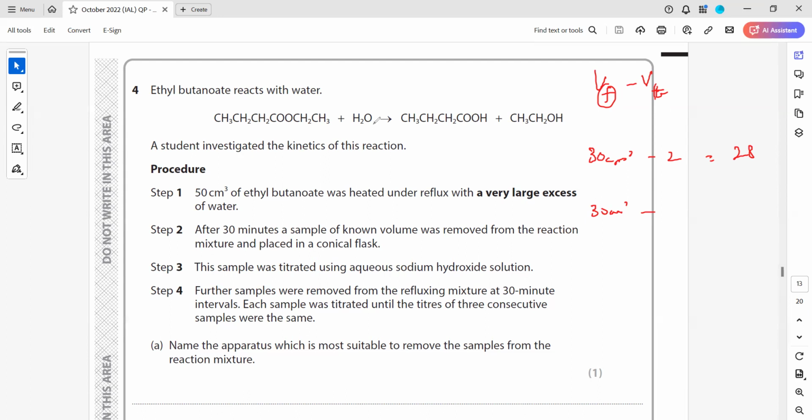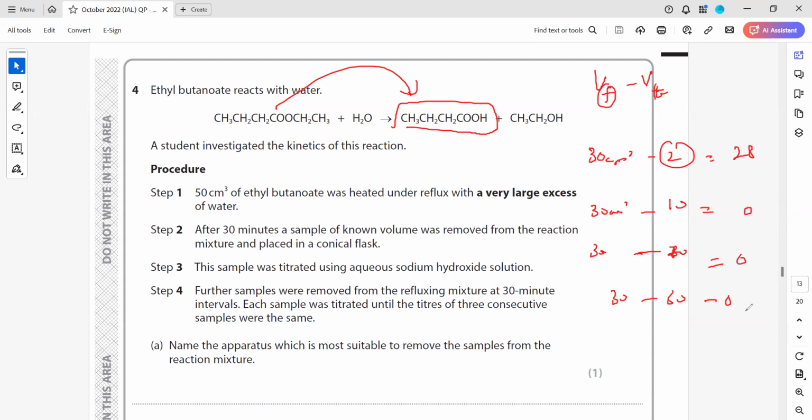In the beginning, the sodium hydroxide is reacting with acid. So at the beginning of the experiment, when we remove the sample, we have a small amount of acid, so this volume will be smaller and the difference will be greater. But as this volume starts to increase, the difference will get smaller. Eventually the difference will be zero. When Vt and V final are equal, the difference is zero, and then we stop the experiment.